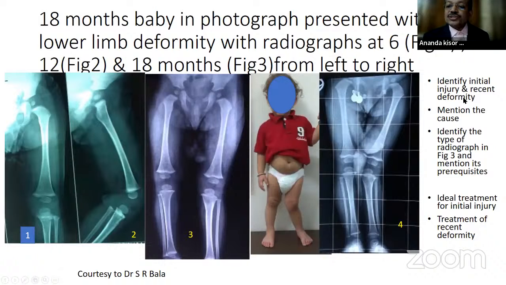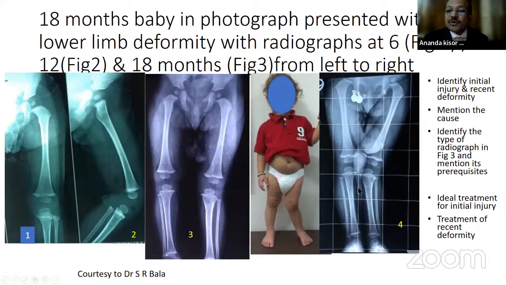Now the question is, identify the initial injury. This is the 6 months radiograph. This is the 12 months, and this is the 18 months radiograph. Now, the question is, identify the initial injury. As you can check from above down, as you can see here, there's something happening over here. As you can see, there is a fracture in the upper metaphyseal region. So this is the initial injury.